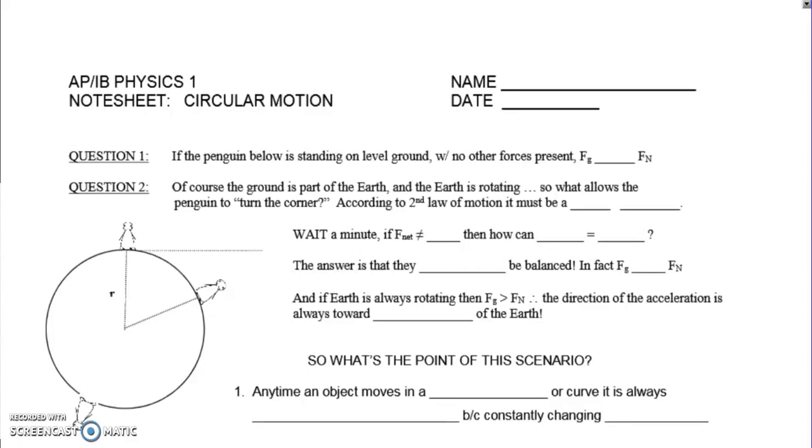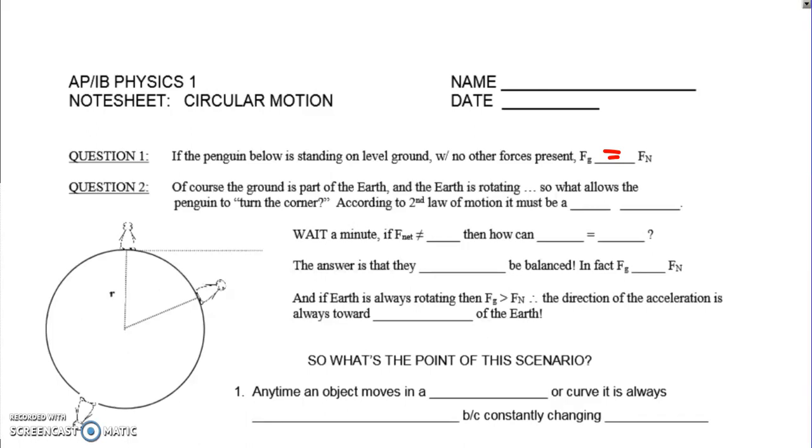Alright, so welcome to the first of these video tutorials on circular motion. And we're actually going to start this tutorial by talking about a scenario. We have a penguin that's standing on level ground. Okay, and so we know that if there are no other forces present and it's not accelerating vertically, then the force of gravity is equal to the normal force. Okay, so that is nothing new there.